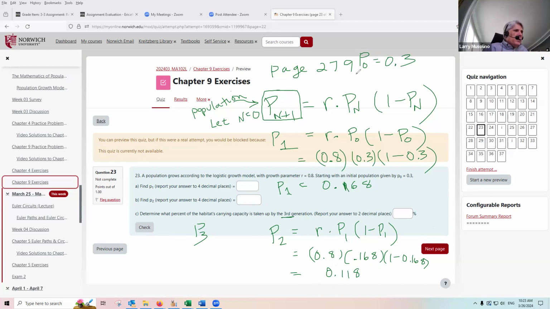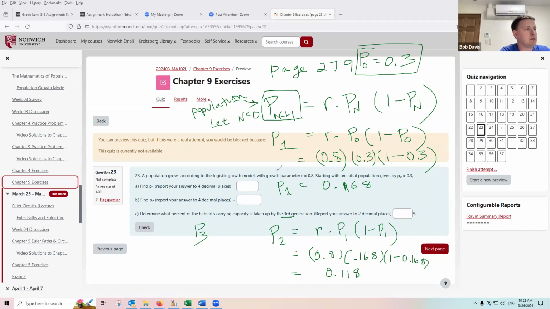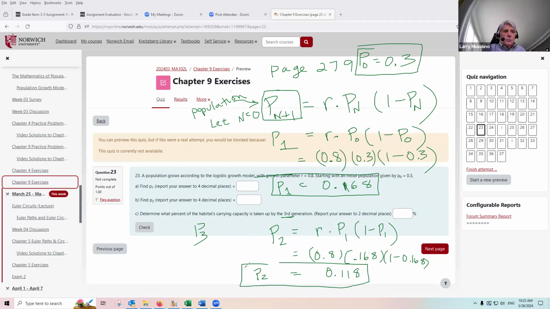Let's think of this as like fish in a pond. So the initial population is 0.3. Maybe that's 0.3 thousand or something like that, whatever that represents. In year 1, P sub 1 went to 0.168. That means the population went down. P sub 2 is 0.118. That population went down. So this is showing us that the population in this pond is decreasing.